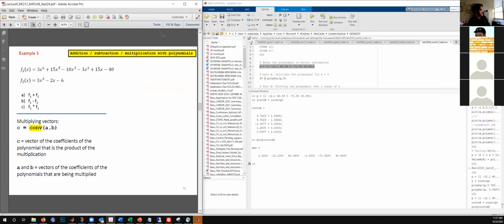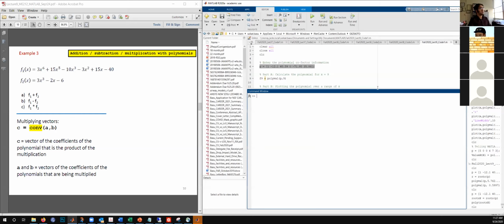Okay, so the next thing that we want to do is how to add, subtract, and multiply different polynomials. So addition and subtraction is really easy, because you just use the addition symbol and the subtraction symbol. The difficult one is, or not the difficult one, but you have a special command for the multiplication of polynomials. So let's solve this example.